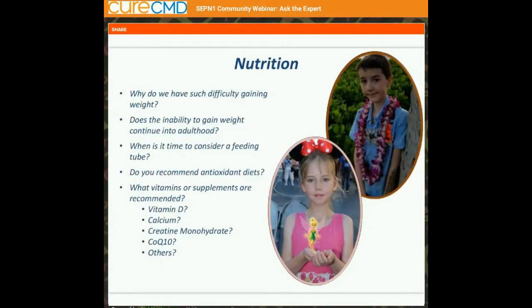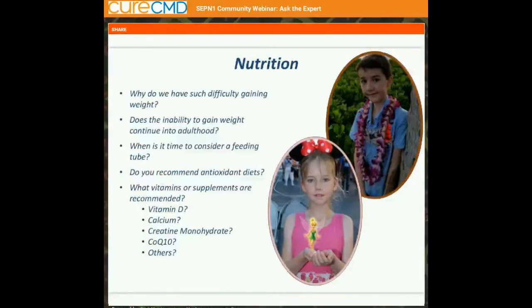Nutrition. We kind of addressed the question earlier about gaining weight, but maybe we could briefly cover that and then the rest of the questions. I think just to summarize what we said earlier, if you have any kind of respiratory failure, it sometimes does make it difficult to gain weight, but that might not be the entirety of what's going on. And I think Dr. Ferreiro had mentioned that she's doing some research in terms of the metabolics of this condition.